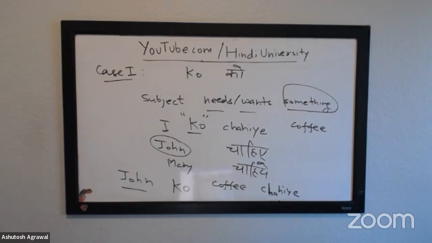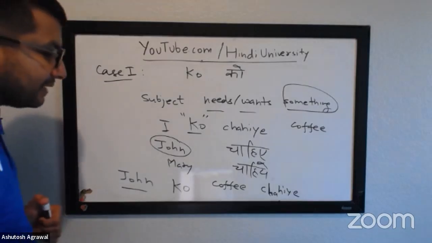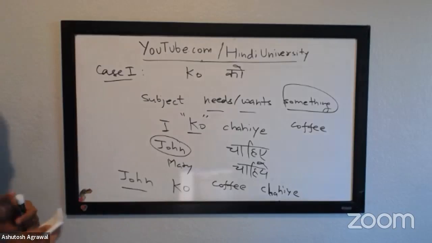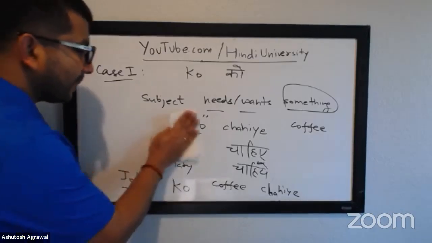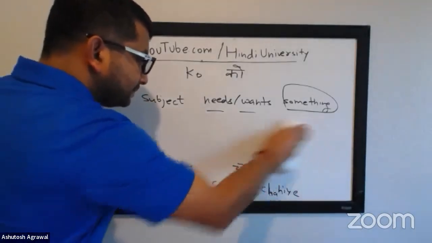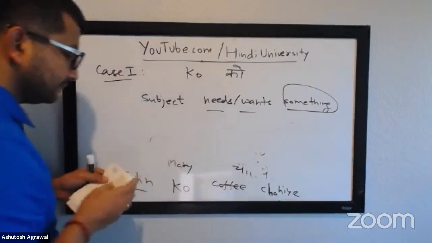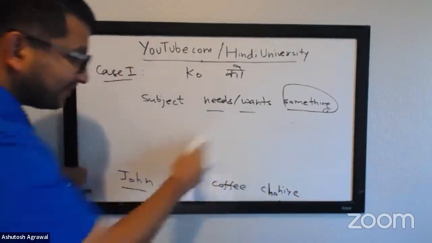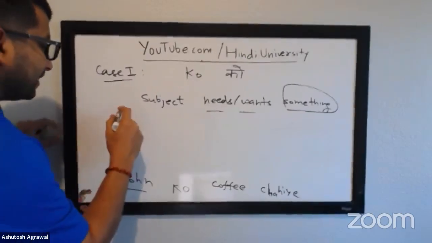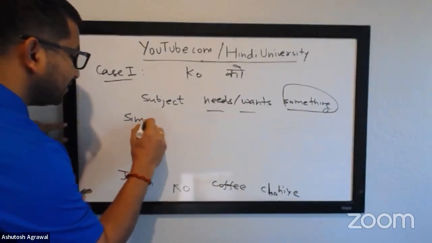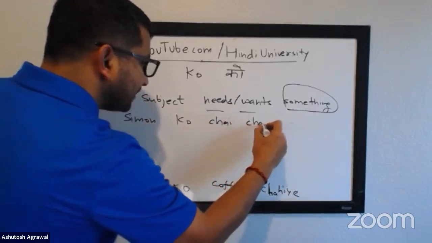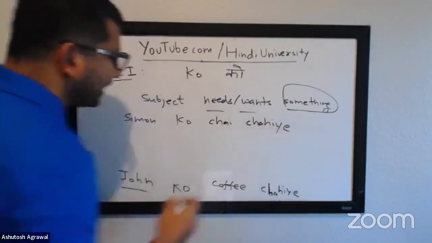Imagine you want to change the subject, and someone else needs something else. You want to try one more sentence, Simon? Simon को चाय चाहिए. Very good, right? So Simon को चाय चाहिए.